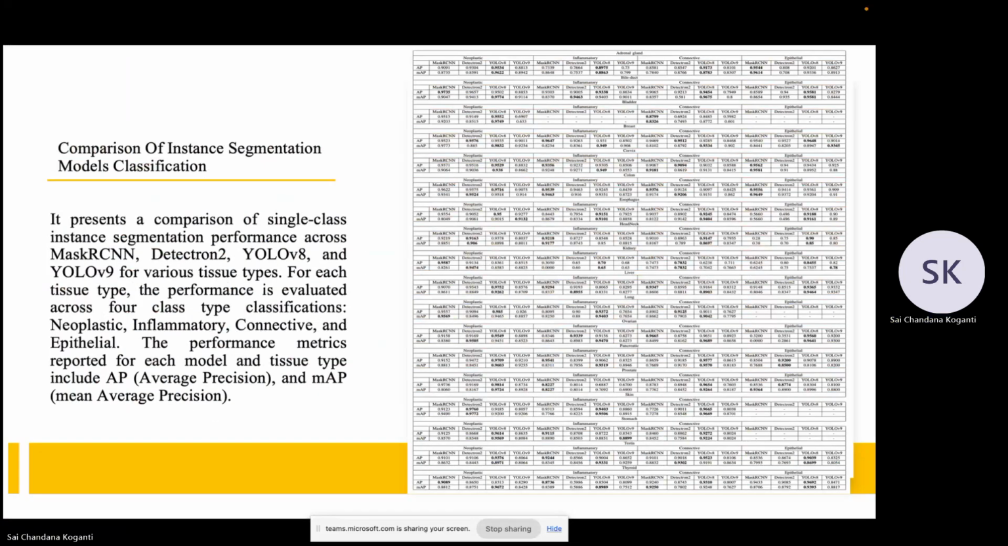Now, this is the visualization of single class instance segmentation, which is performed only with the PanNuke dataset. In this, I have used Mask R-CNN, Detectron 2, YOLO V8 and YOLO V9, but only with the PanNuke dataset. And the evaluation metrics which I have used are AP and mAP, average precision and mean average precision.